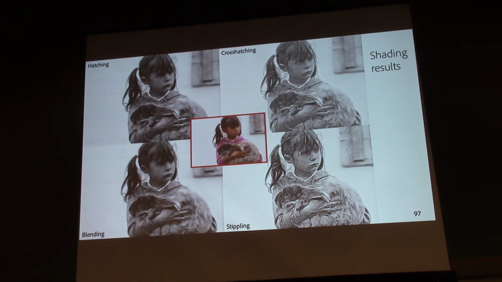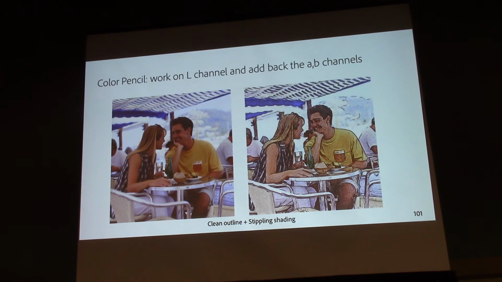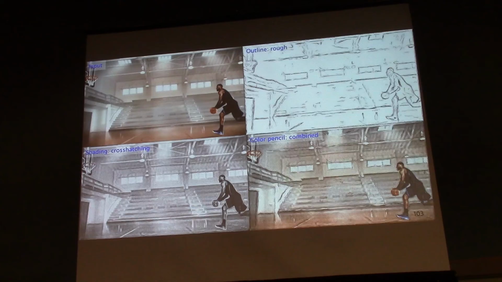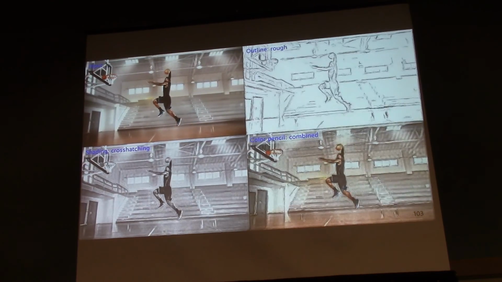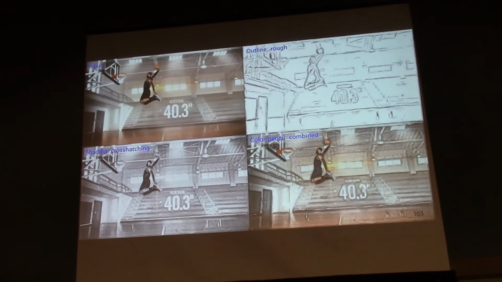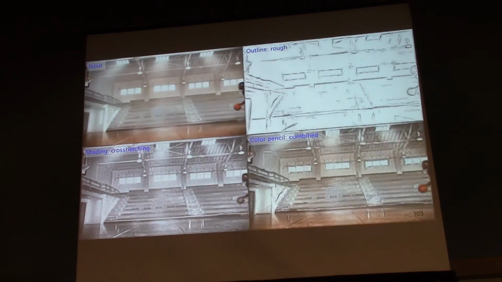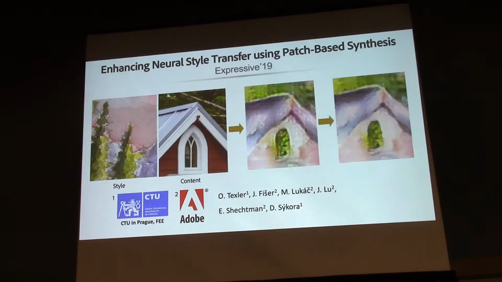For the shading branch, again, we can produce different results with different types of shading, stippling and hatching. In this result, we mixed one type of outlines, the clean outlines, with the stippling shading, and added back the original colors like we did in the previous one. And here is a frame-by-frame stylized video result that uses different types of outlines, rough outlines, and different hatching than before, and again brings back the colors.